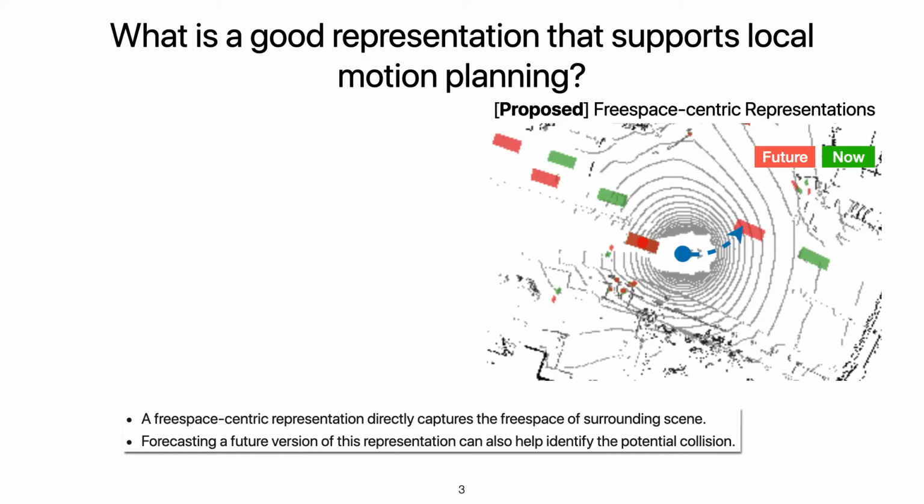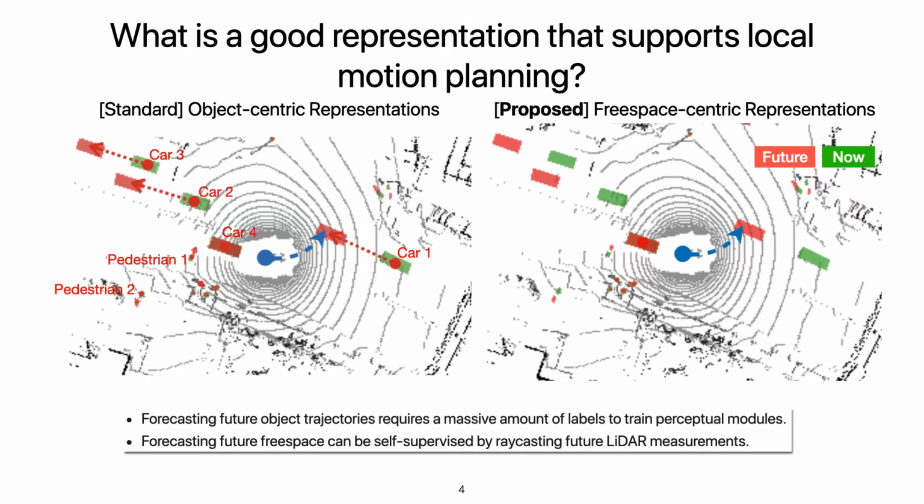A free-space-centric representation directly captures the free space of the surrounding scene. Successfully forecasting a future version of a free-space-centric representation can also help identify the potential collision. Forecasting a future version of either representation could help the AV identify a potential collision associated with the candidate plan, however at wildly different annotation costs. Forecasting future object trajectories requires a massive amount of object and track labels to train perceptual modules. Instead, in this paper, we explore future free space, whose forecasting can be naturally self-supervised by simply letting time move forward and raycasting future sensor measurements.